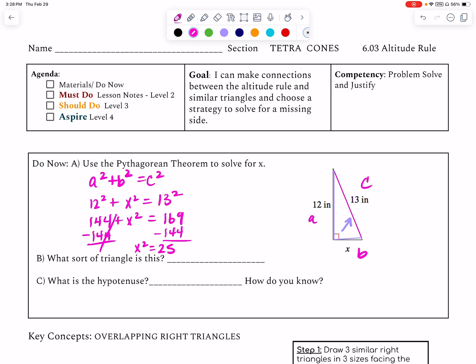Excuse me? You need to sit down at a separate table. You're taking the summative.